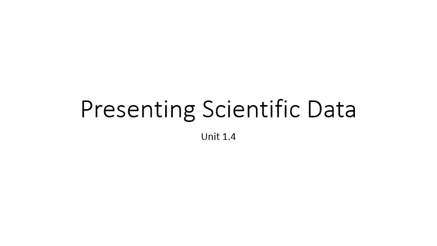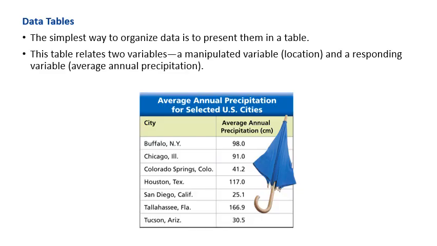So let's do this presenting scientific data part of the unit. Now, data tables are convenient for organizing data, and to think about it this way, it would be very confusing to put all these cities and all these numbers in a paragraph. So what we do instead is we make a data table where all the similar type of data go on the X. And we call this the manipulated variable because that's the location that we're focusing on.